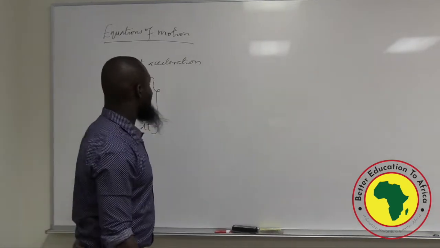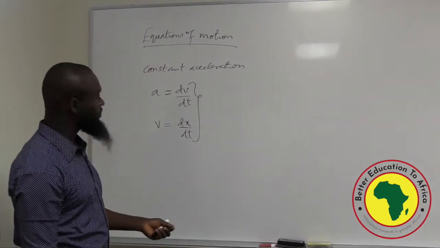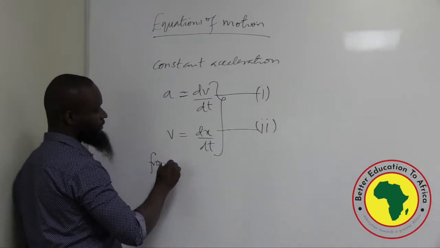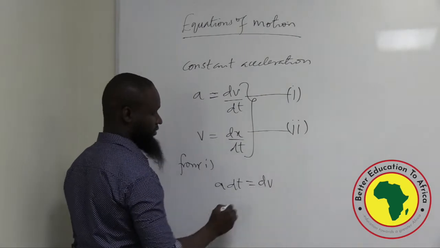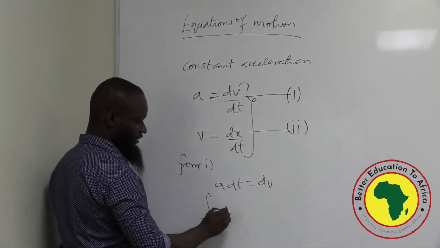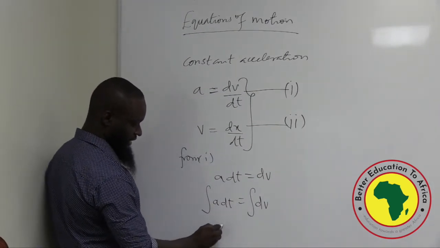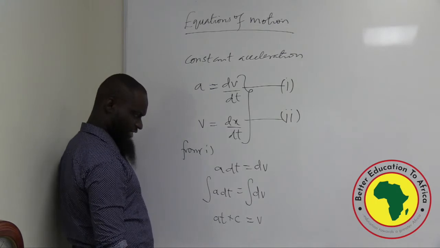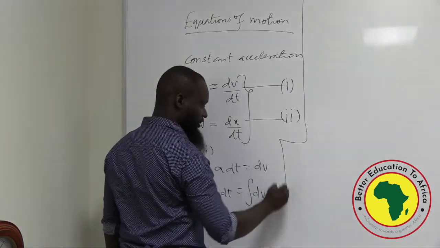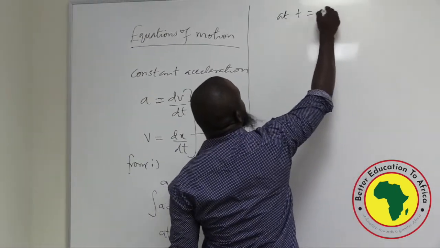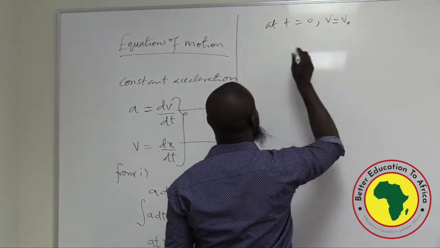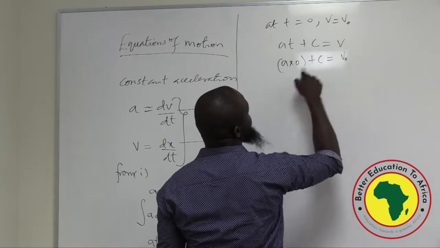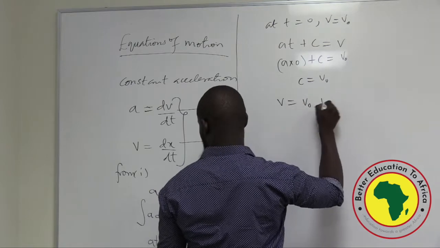And by calculus, basically we'll get three because one of the equations is just a definition. Okay, so I'll call this equation 1, and I'll call this equation 2. From equation 1, I get that a dt is dv. So integrating both sides, integral of a dt equals integral of dv. So we get at plus a constant c equals v. Now, what we do from here is, we try to find the constant c from certain boundary conditions or initial conditions that we know. At t equals 0, v is initial velocity v naught. So if we take that initial condition, then at plus c equals v becomes a times 0 plus c equals v naught. So c is v naught, so our equation becomes v equals v naught plus at, which is the first equation of motion.